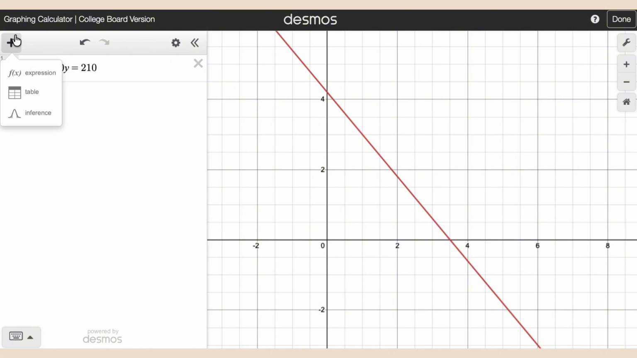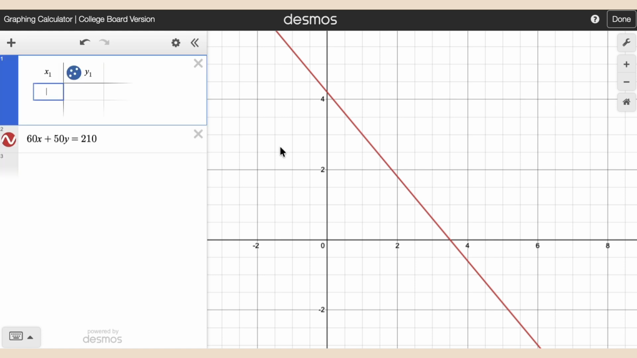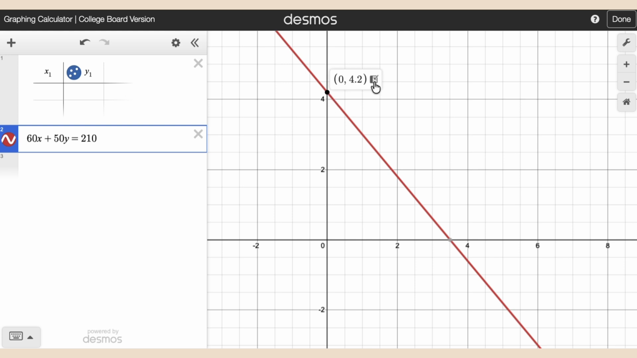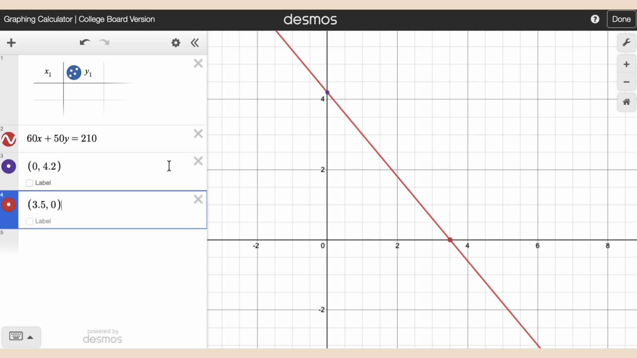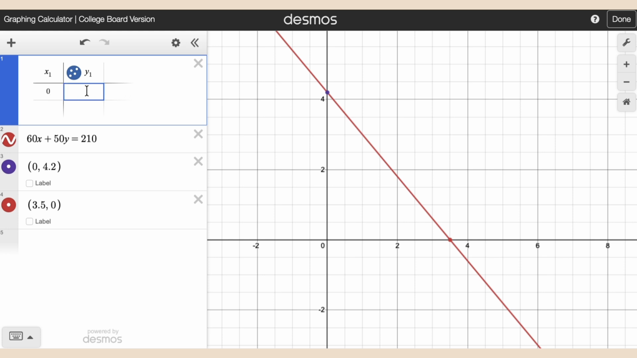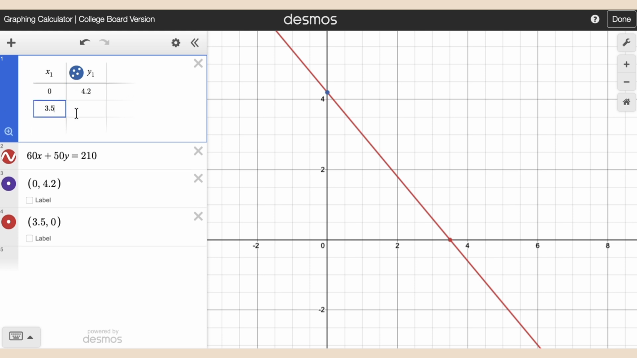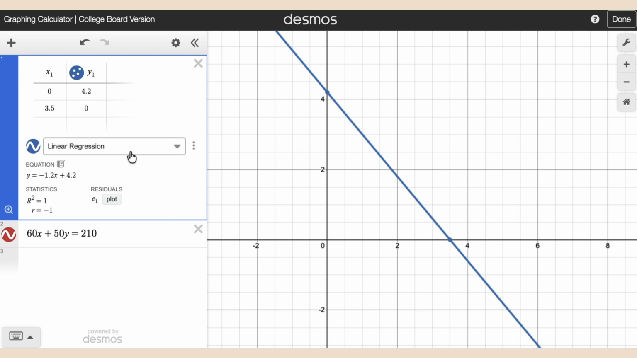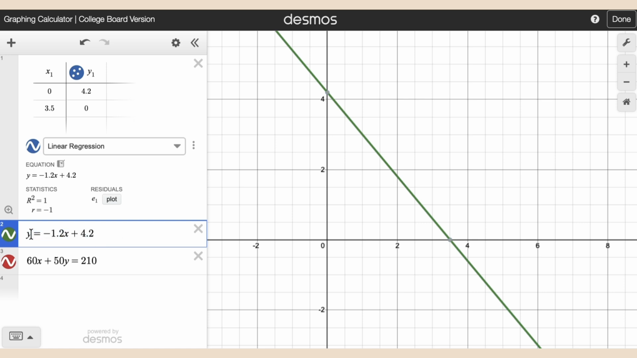Okay, so I'm going to first add an item. You should only follow this way if you have time. This method can also help you with other types of questions, so I'm just going to show you. So click on table, okay, and on my current graph, I'm going to take 2 points. So I'm going to take (0, 4.2) and (3.5, 0). Let me remove them now. Now, it's going to give me an option to add a regression. And since this is a linear regression, I'm going to click on that. And there you go. They gave us the equation in the slope-intercept form.